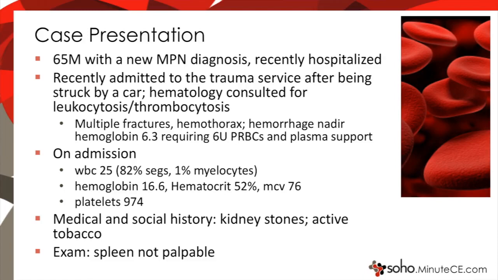And despite a very life-threatening bleed, ultimately a nadir hemoglobin of 6.3, his initial hemoglobin had a white count of 25,000 that was left shifted, a hemoglobin of 16.6, an elevated platelet count. This was a patient who had an active smoking history, and on exam, his spleen was not palpable.